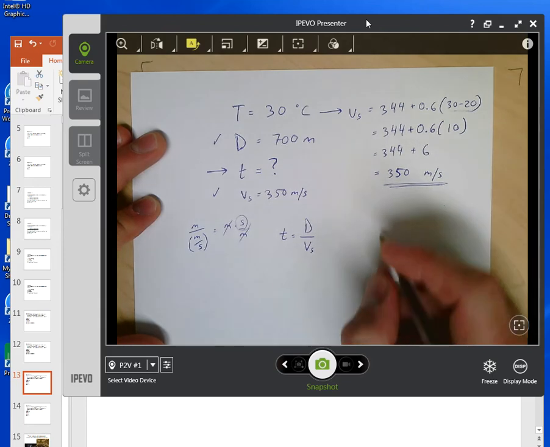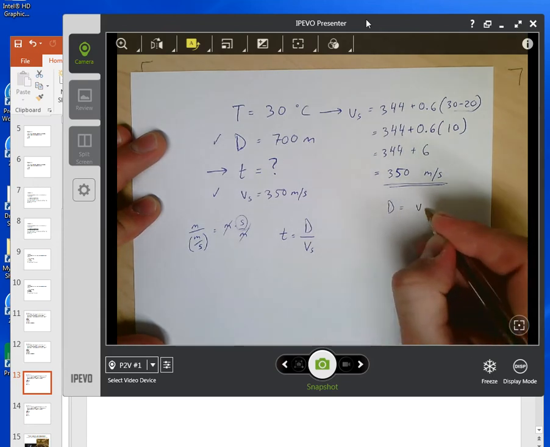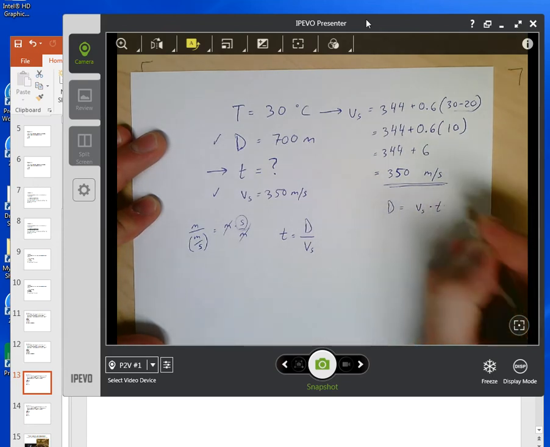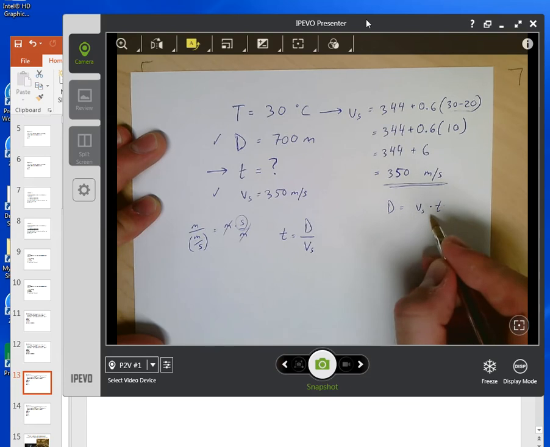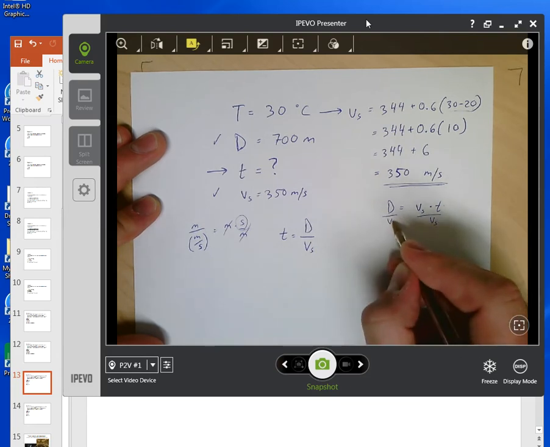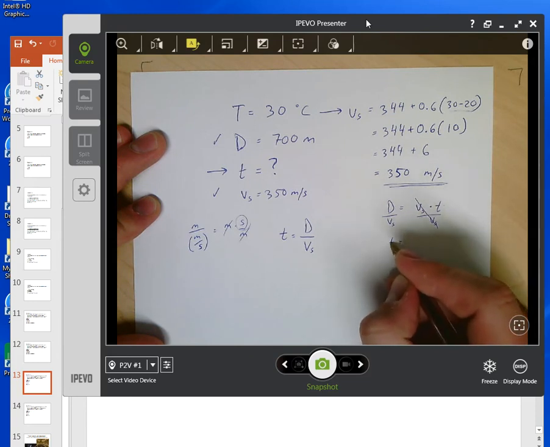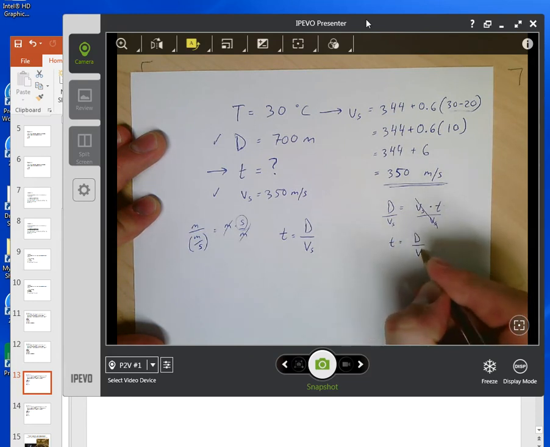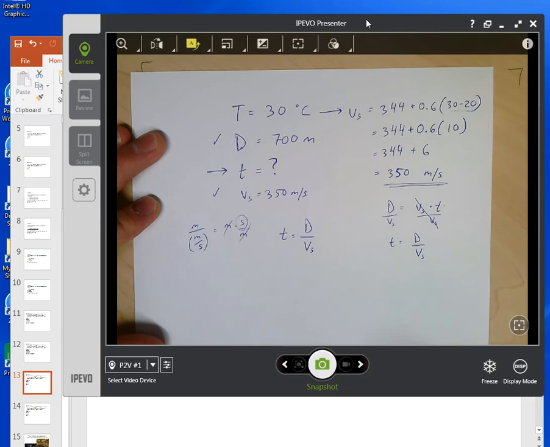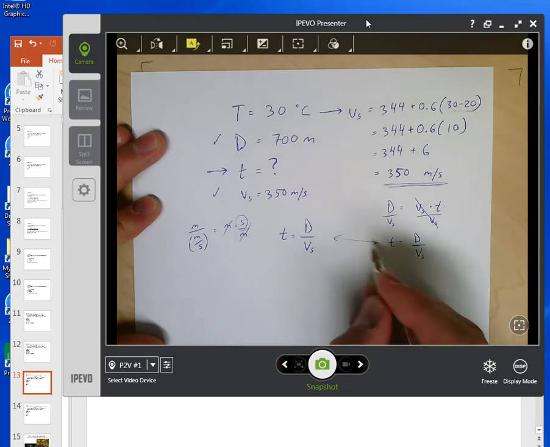Let's see if we can get there from this formula here. Distance is equal to speed of sound times time. If I divide both sides by the speed of sound, time is going to be equal to d divided by vs. Okay, yeah, it's the same thing.